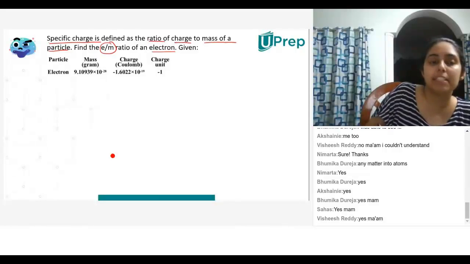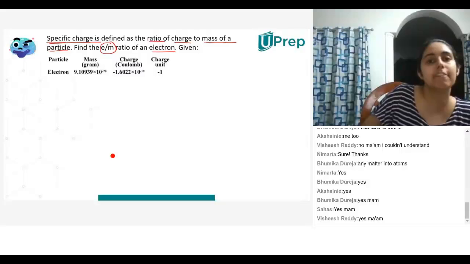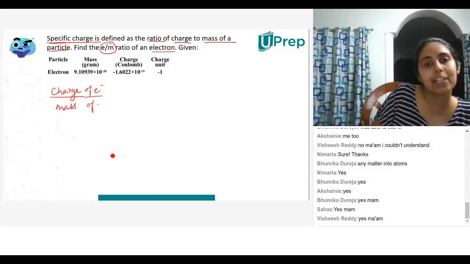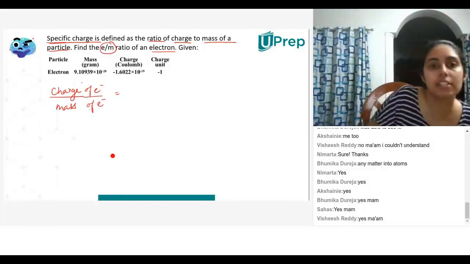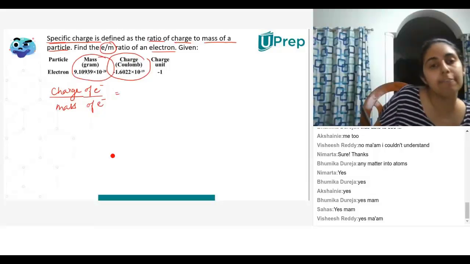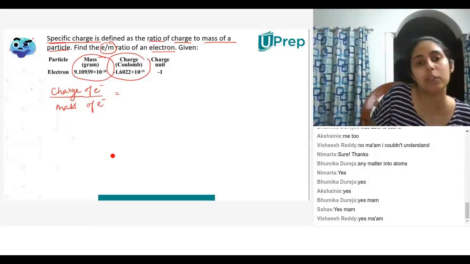So what is specific charge? Specific charge is defined as the ratio of charge to mass. So we need to find out the ratio of charge of an electron. Can you guys calculate and tell me what this is? The charge is given over here and the mass is given over here. Find out what this value is.